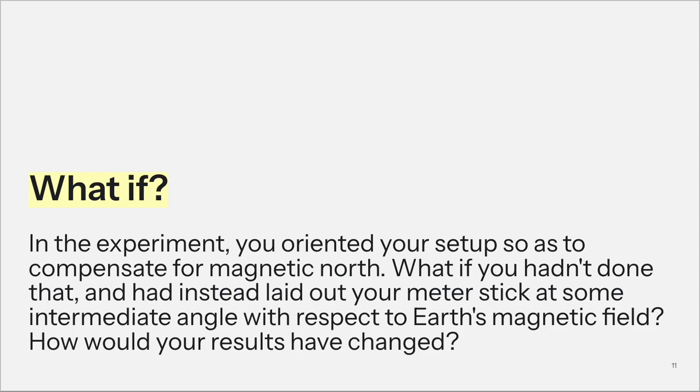What if? In the experiment, if you oriented your setup so that it would compensate for magnetic north, what would have happened if you wouldn't have done so? I would believe that the results would be less accurate and inconsistent, as you would have no baseline to guide your measurements. We also wouldn't be able to isolate the magnetic field of the bar magnet if we knew the x component for Earth wasn't 0.